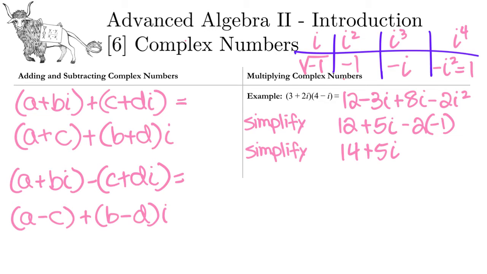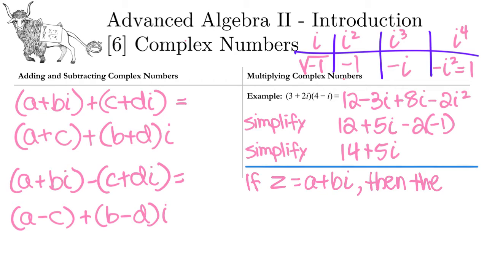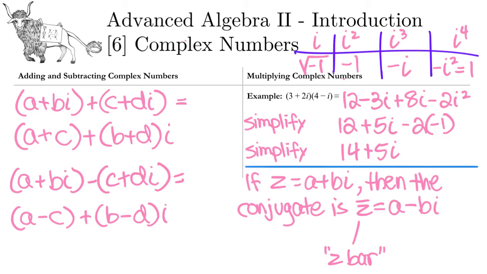I have one last little thing about the operations with complex numbers, and it's called the conjugate. Just jot this down and then we'll see it show up later. If z equals a plus bi, so z is a complex number, then the conjugate is z bar. It's z with a little horizontal bar over it. That's equal to a minus bi. a plus bi and a minus bi are conjugates of each other.